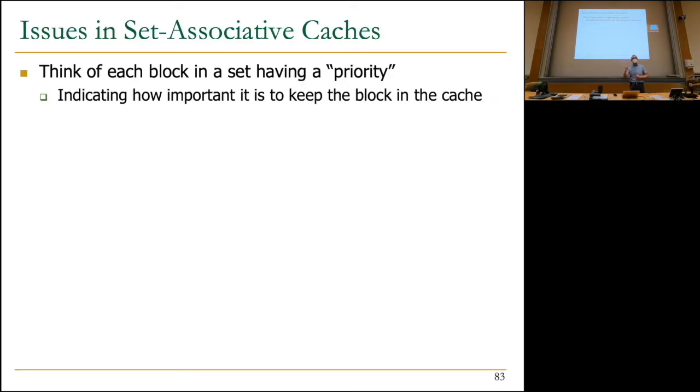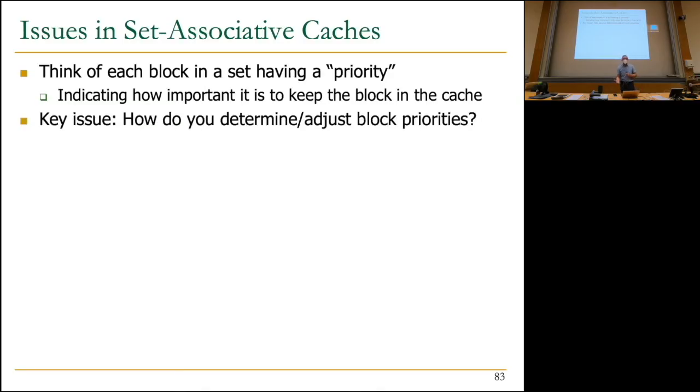You can also imagine extending this priority to other stuff that are not in the cache. Now, if you have a priority associated with all of the memory blocks at a given point in time, that also can guide you what to place into the cache. So this is actually a very powerful thinking. So the key issue is how do you determine or adjust the block priorities? And why do you want to do this? Because there are key decisions you need to make in a given set.